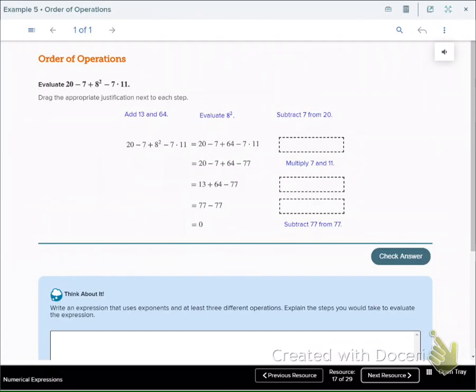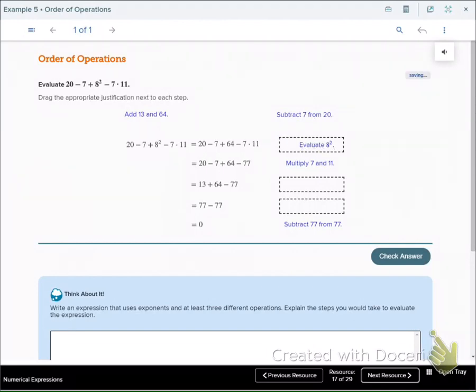So the next thing we have to deal with is the power. So what is the power here? We've got 8 squared. I would love it if you would pause the video here and in your notebook, work this out. I want you to just number it 1, 2, and 3 and write the correct answers in, and then unpause and we'll check it.